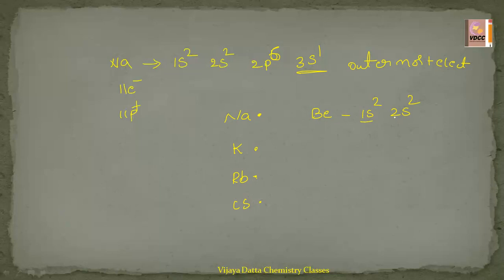The 1s shell is called the core electrons, and the 2s shell is called the outermost shell, and it has 2 valence electrons. Those 2 valence electrons will be represented with 2 dots. That is called Lewis dot structures.